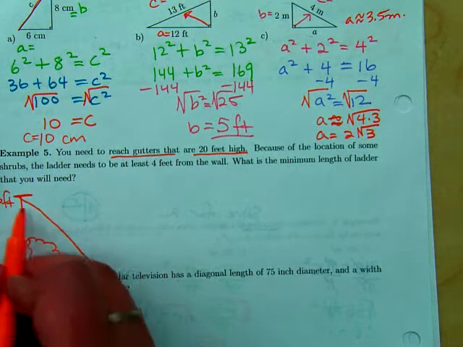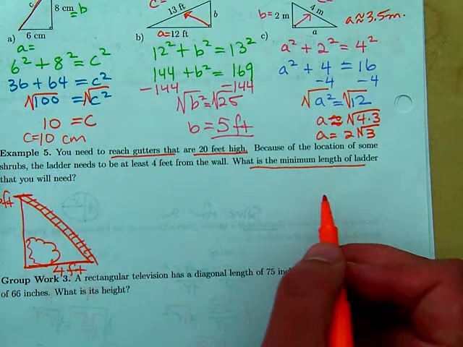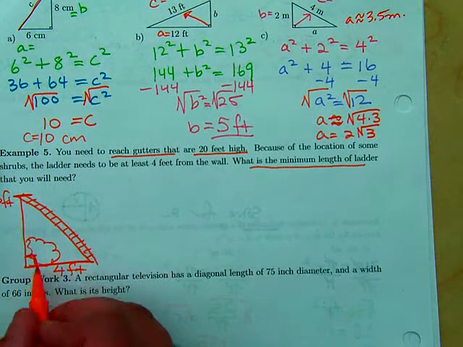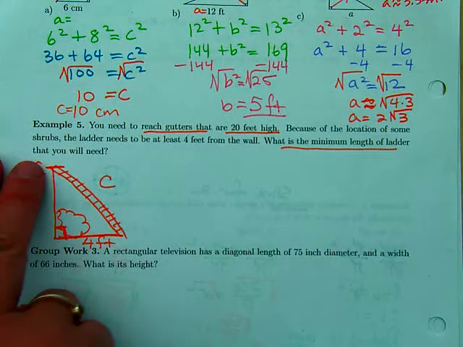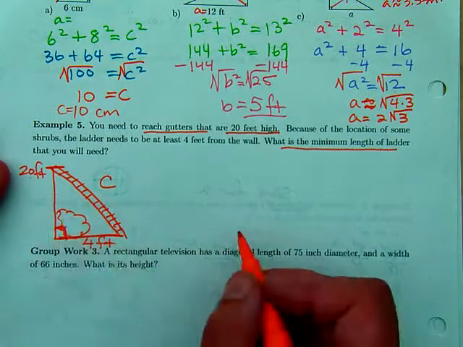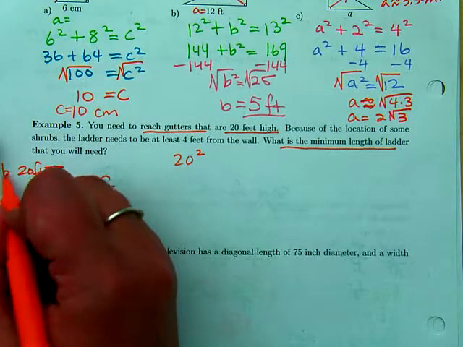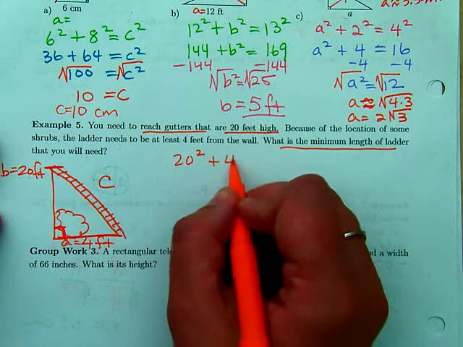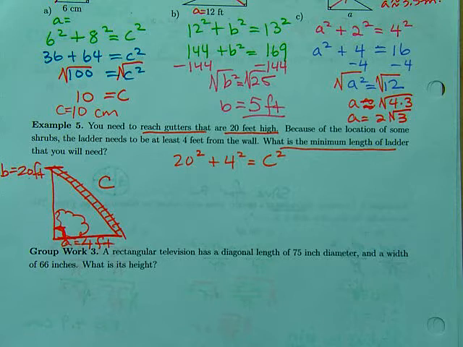So here's our ladder. What's the minimum length of the ladder? Notice this forms a right triangle, our wall, so this has to be the hypotenuse C. It's going to have to be longer than 20 in order to get that distance away from the wall when we have our slant on our ladder. So we have 20 squared, because this would be A or B. If this is B, this one's A. 20 squared plus 4 squared equals C squared. So that would be the formula we would use.